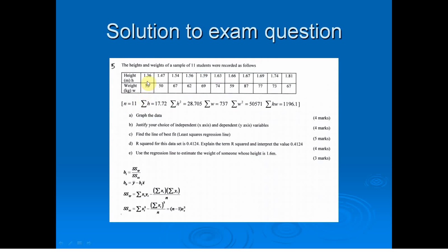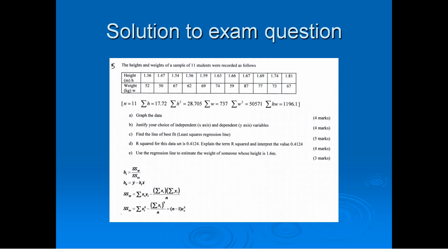The sum of the heights, so 1.36 plus 1.47, etc., plus 1.74 plus 1.81, is 17.72. 1.36 squared plus 1.47 squared, etc., plus 1.74 squared plus 1.81 squared gives 28.705. The sum of the weights is 737: 52 plus 50, etc., plus 73 plus 67 is 737. 52 squared plus 50 squared, etc., plus 73 squared plus 67 squared gives 51571. Finally, 1.36 by 52, 1.47 by 50, etc., plus 1.81 by 67 is 1196.1.